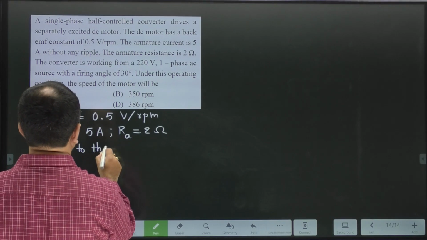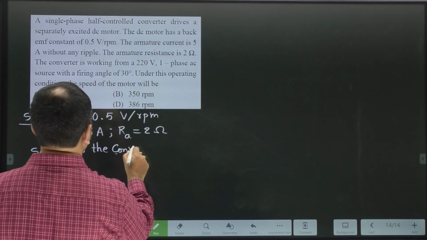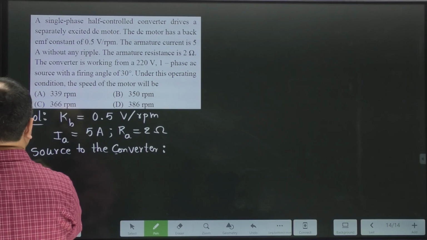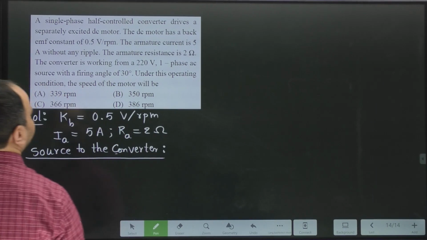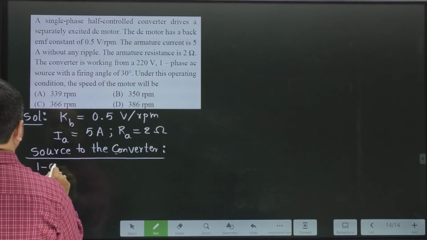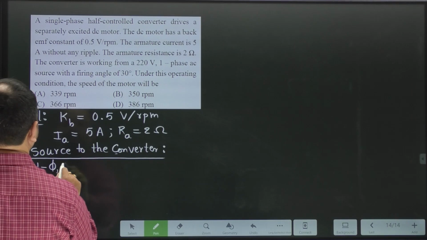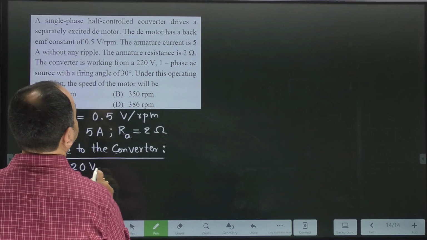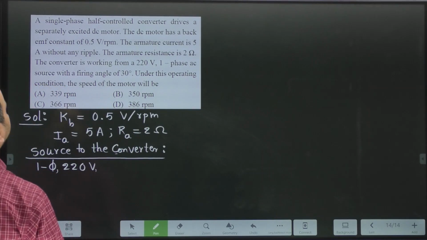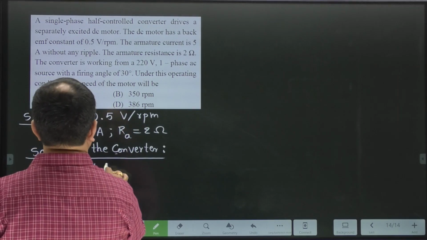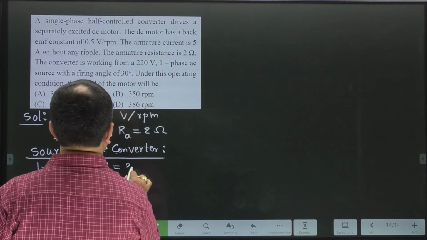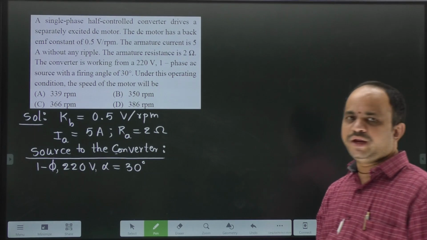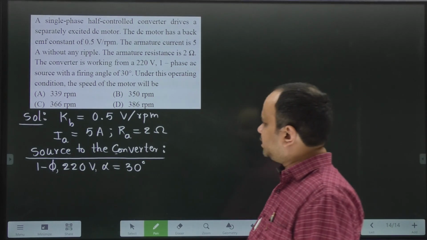Source to the converter. Okay. What is that? Single phase 220 volt, frequency is not given, leave it, and firing angle is given 30 degree. Okay, firing angle is given as 30 degree.